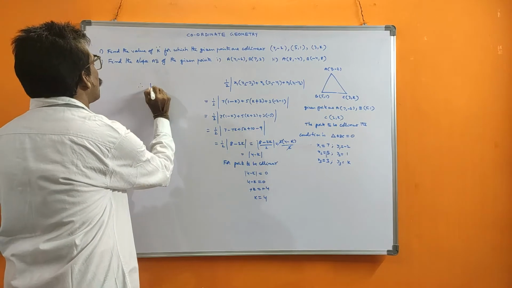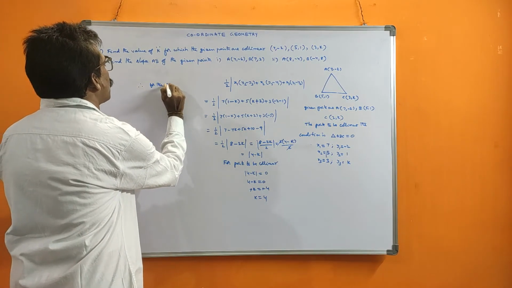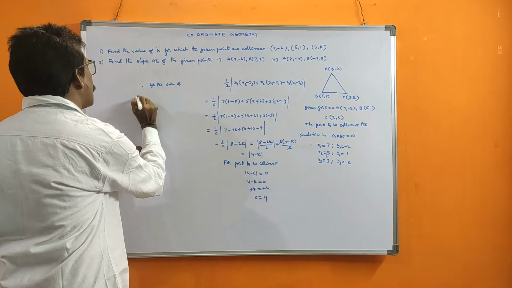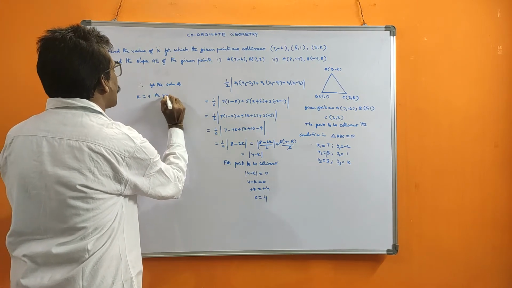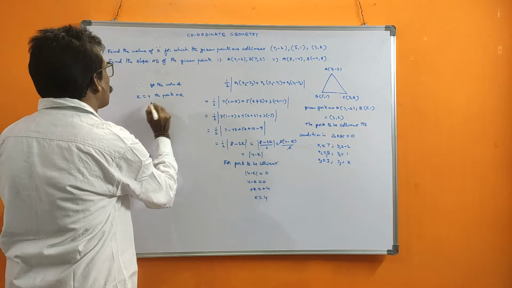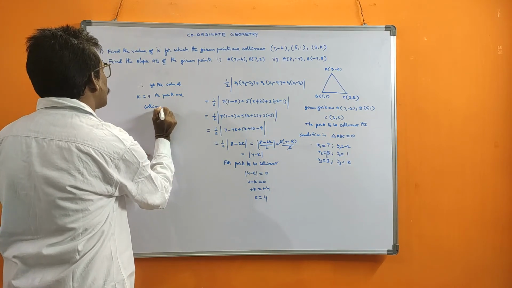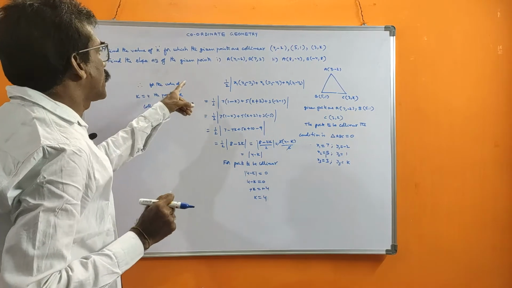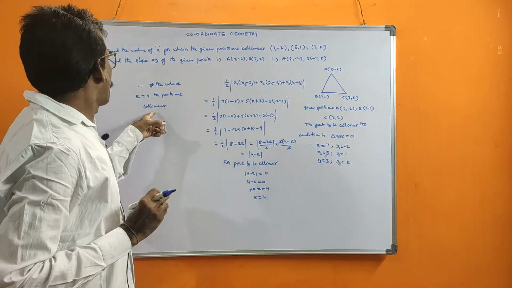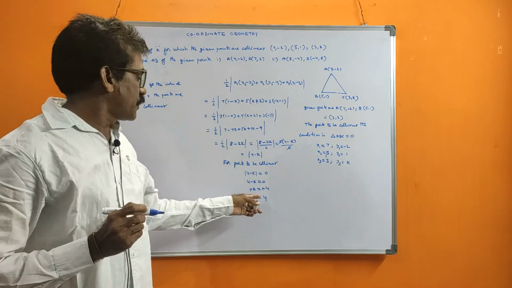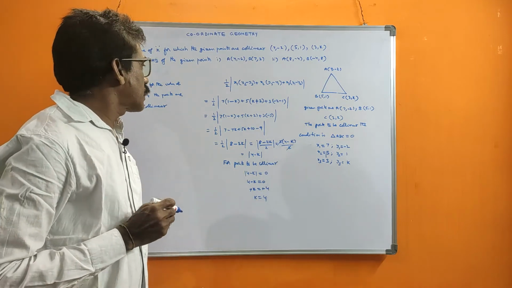Therefore, for the value of k equal to 4, the points are collinear. He asked for which value of k they are collinear. For the value of k equal to 4 only, the points are collinear. For other values, they are not collinear.